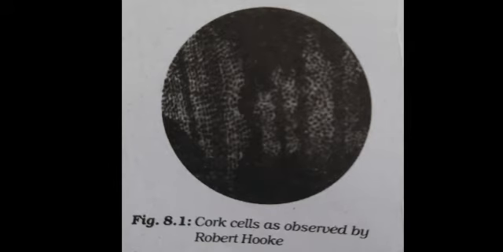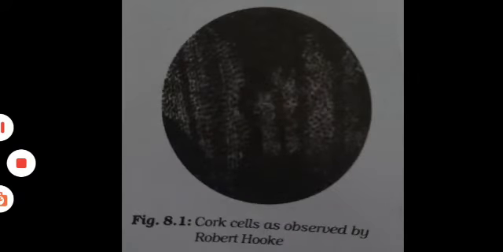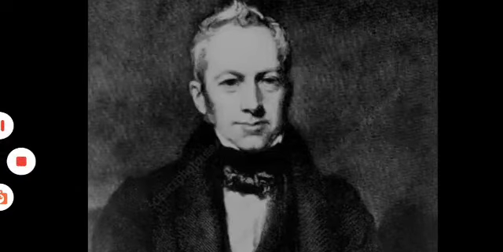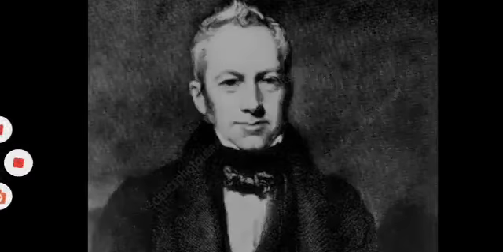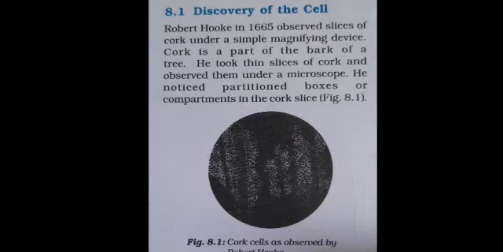Robert Brown. Look at the image of Robert Brown, students. In 1831, he discovered the presence of the nucleus in the cells. Yeah, it's an important cell organelle in the cell. Students, observe figure 8.1 in your textbook, page number 90.